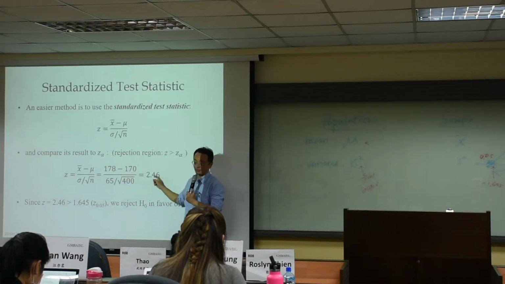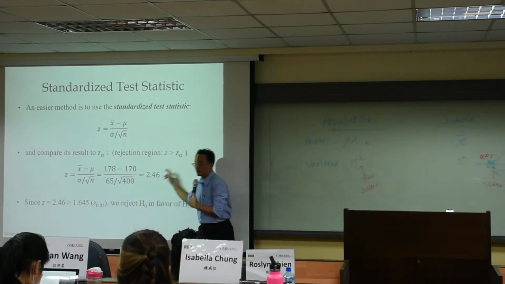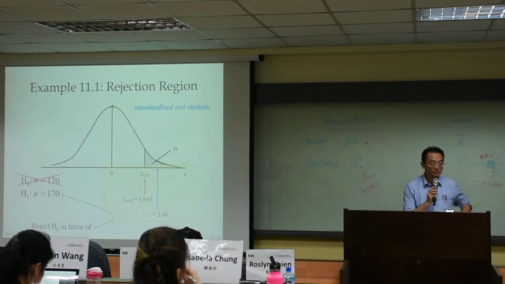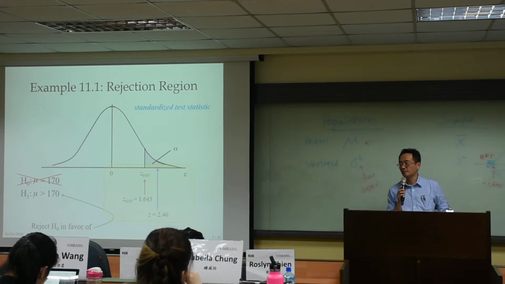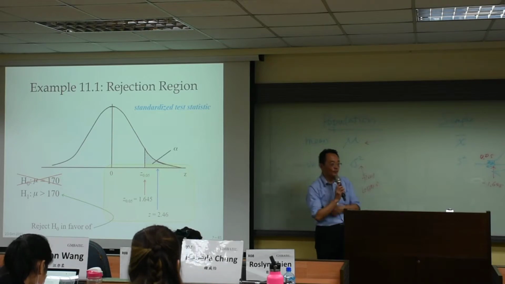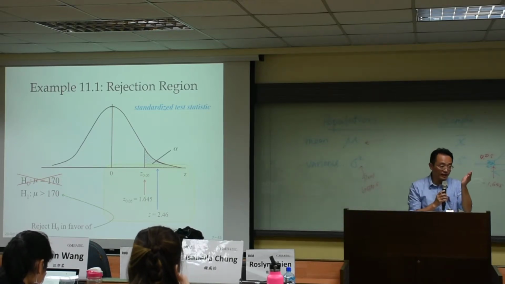We can calculate the z value. And given the z value, since z 2.46 is greater than the value of 1.645, then we reject. Okay? So this is one way to do the rejection.